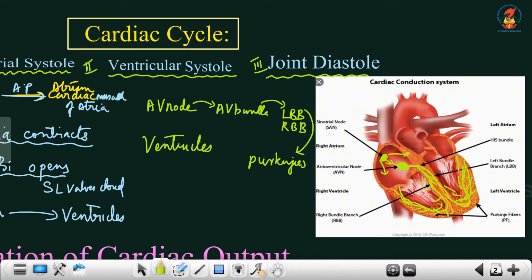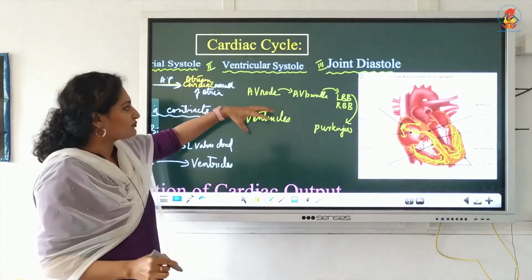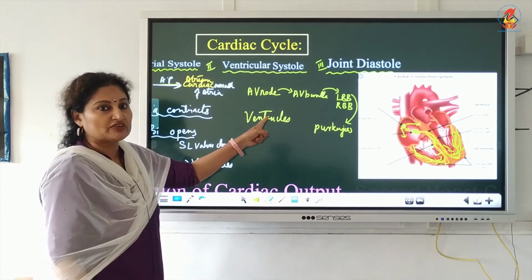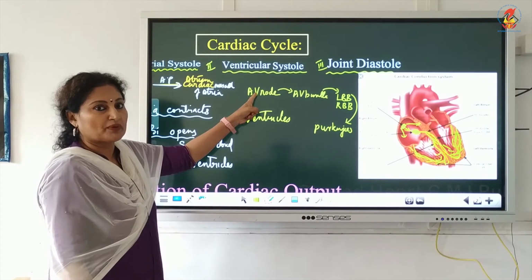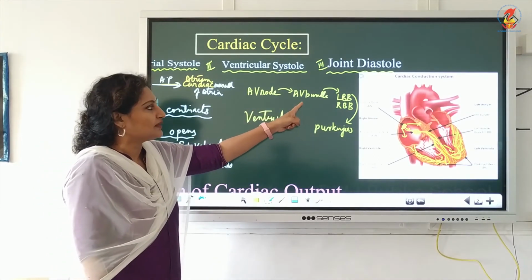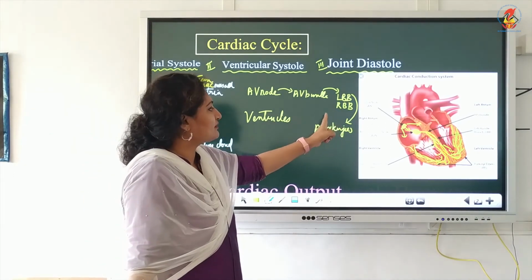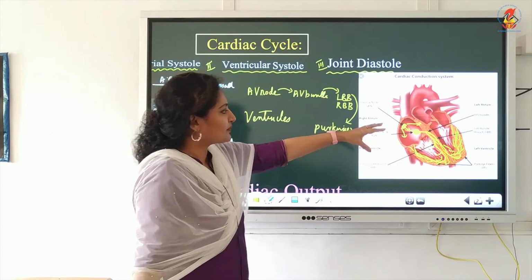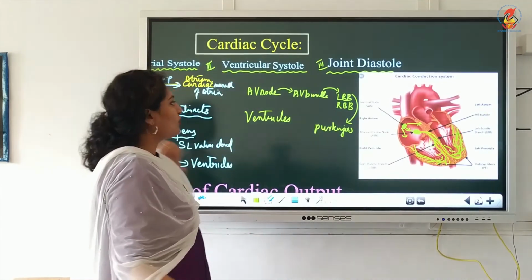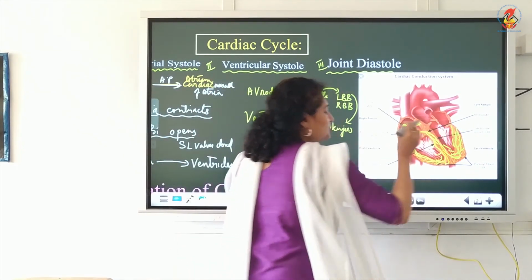Unlike in 10th standard, where you learn ventricular systole, ventricles contract, and start from there. But what's the cause of the ventricles to contract? It is the propagation of action potential from the AV node to the AV bundle, from the AV bundle to the left bundle branch and right bundle branch, and Purkinje fibers. So it gets propagated to different parts of the ventricles, and now the ventricles contract as a whole. Both the ventricles contract.